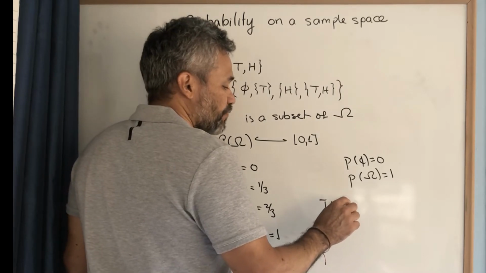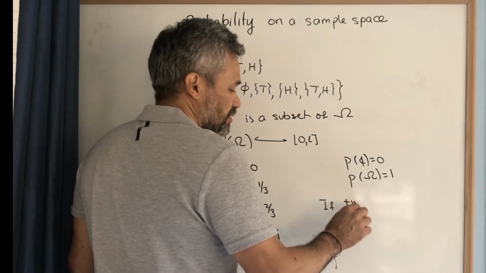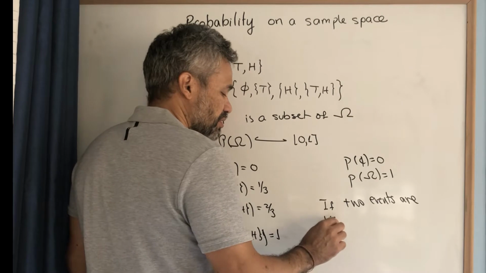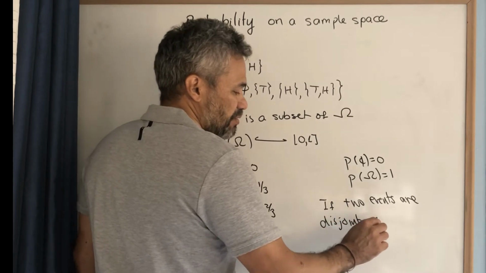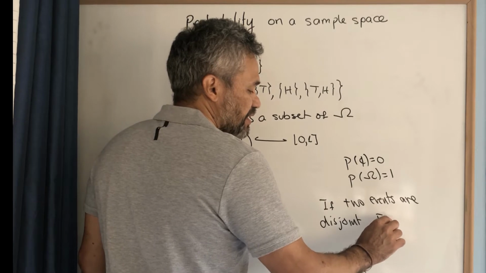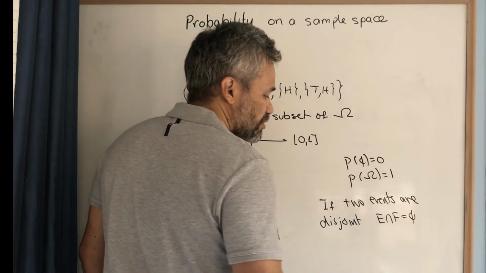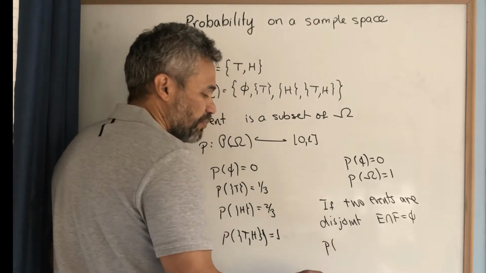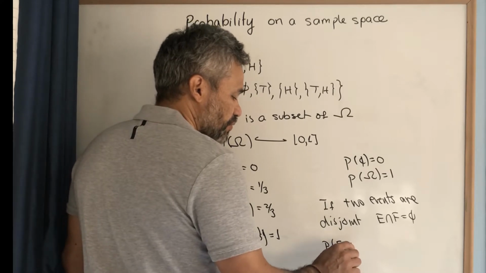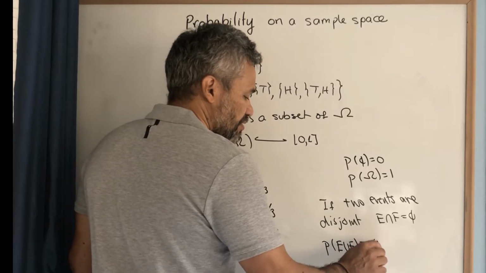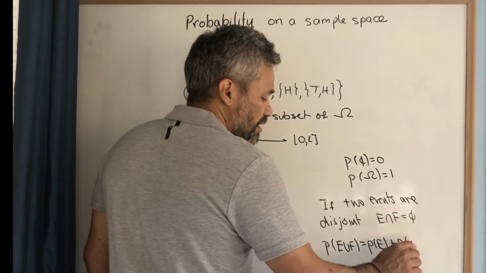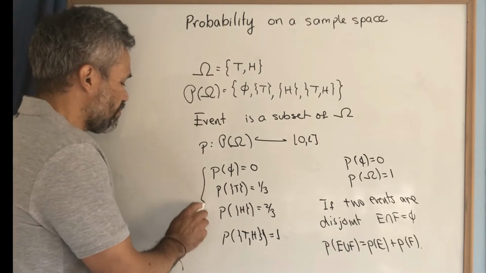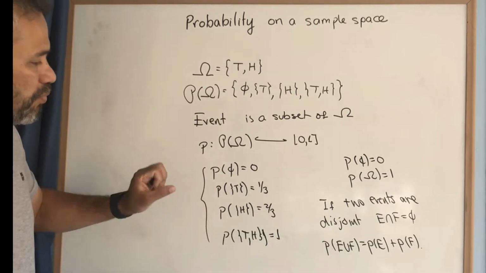if two events are disjoint, that means that if we have E, an event, and another event F, and the intersection is the empty set, if they don't have elements in common, then we're going to request that the probability of E union F is equal to the probability of E plus the probability of F. And we can check that this example satisfies all the properties.